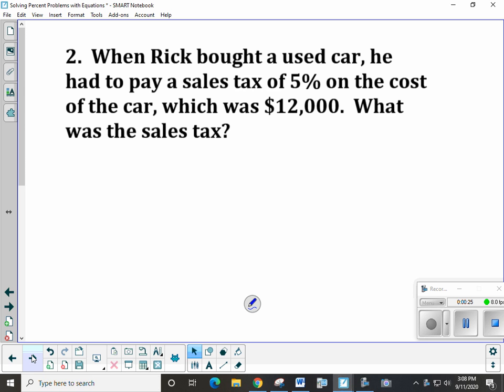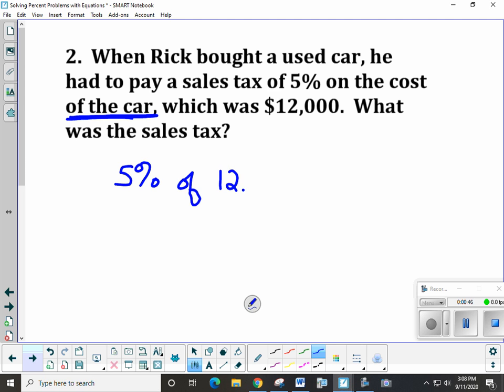put into an equation. So when Rick bought a used car, he had to pay a sales tax of 5% on the cost of the car, which was $12,000. What was the sales tax? So we have to figure out, all right, the sales tax is 5% of the cost of the car, which is $12,000. That's a cheap car. Oh, it was a used car. Okay. Is what? That's what we're trying to find out. 5% of the cost of the car is what the sales tax is.